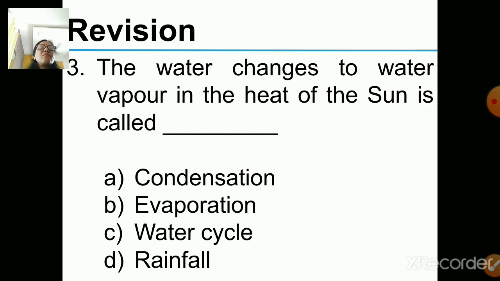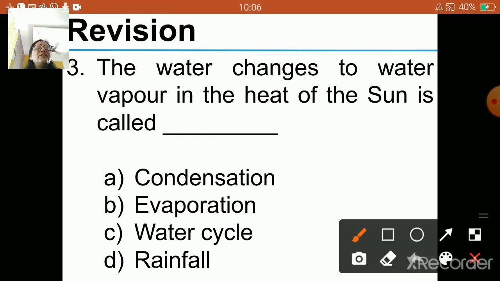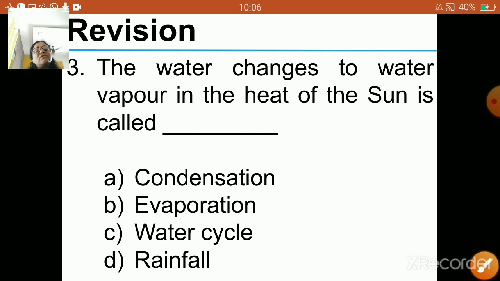Next one, the water changes to water vapor in the heat of the sun is called, yes, this is very simple, you must be knowing. Every time this keeps on happening, and it is evaporation. Water changing to water vapor in the heat of the sun, due to the heat, it is evaporation. It is not condensation or water cycle or rainfall.